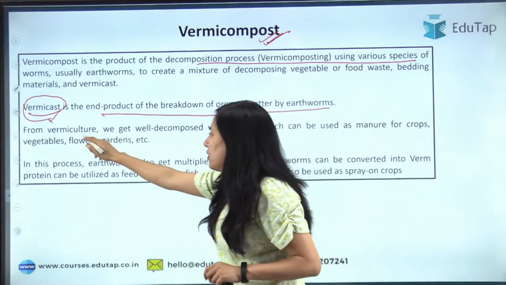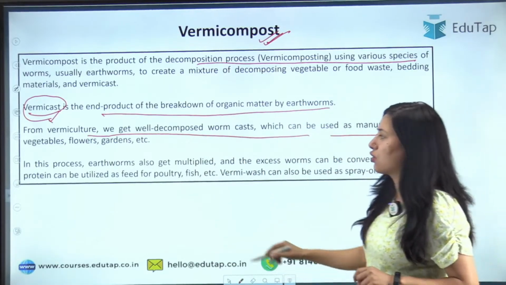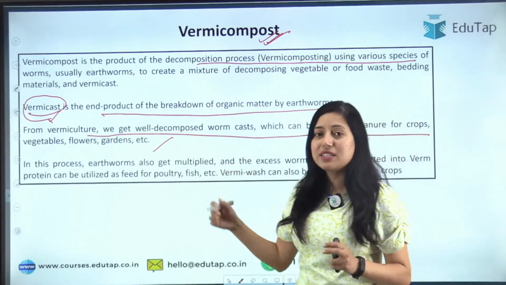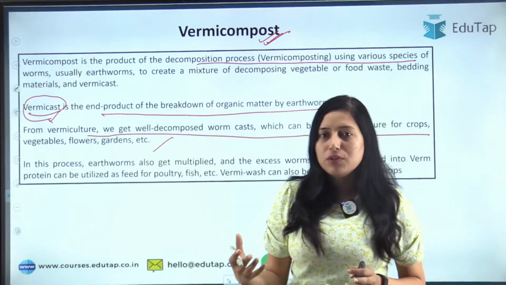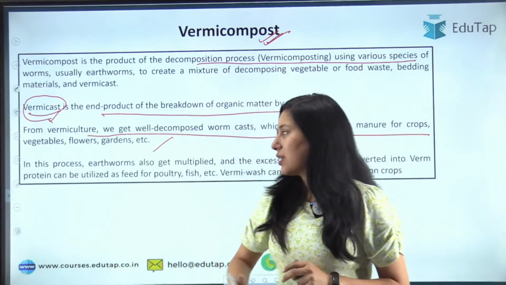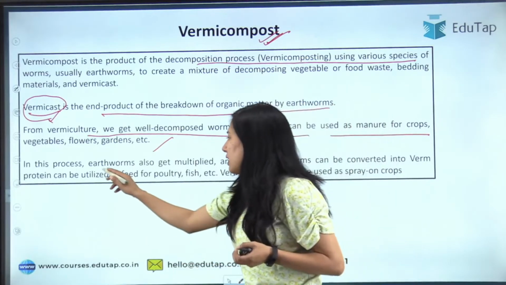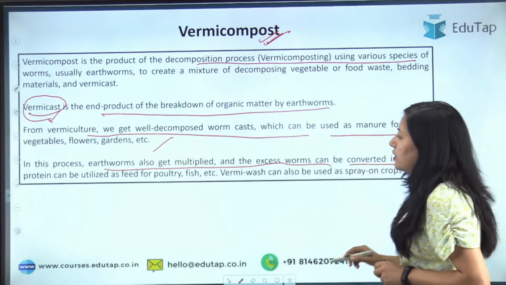Next, from vermiculture we get well decomposed worm cast, which can be used as manure for crops, vegetables, and so on. This vermicast is used as manure because it is enriched in nutrients, and it can be used for supplying nutrients to the crops. So we can use it in different kinds of crops. Then, in this process, earthworms also multiply, and excess worms can be converted into worm protein.